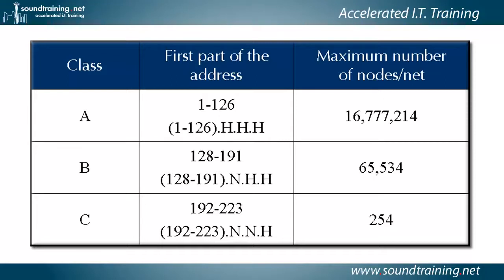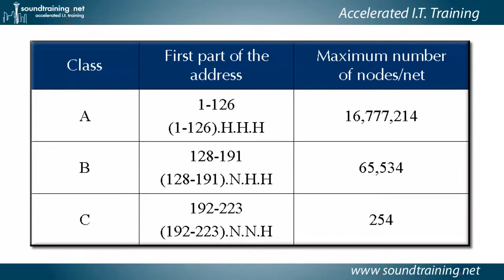So what do you suppose the formula is for a Class B? If you said 2 to the power of 16, you'd be right. Well, 2 to the power of 16 minus 2 gives us 65,534. And for a Class C, it's 2 to the power of what? Well, if you said 8, you'd get it right, and it would give us 2 to the power of 8 minus 2, or 254 nodes per network.